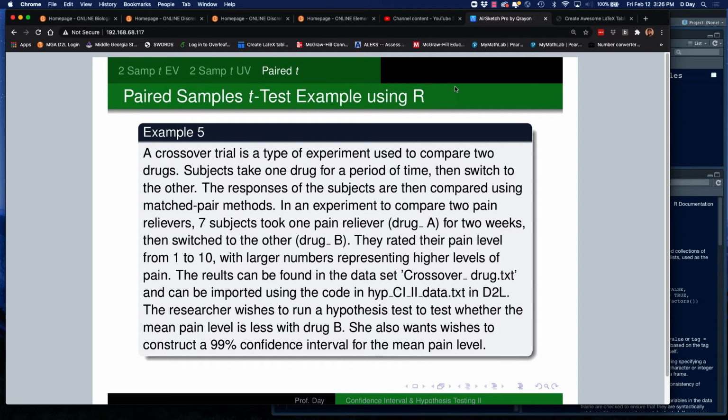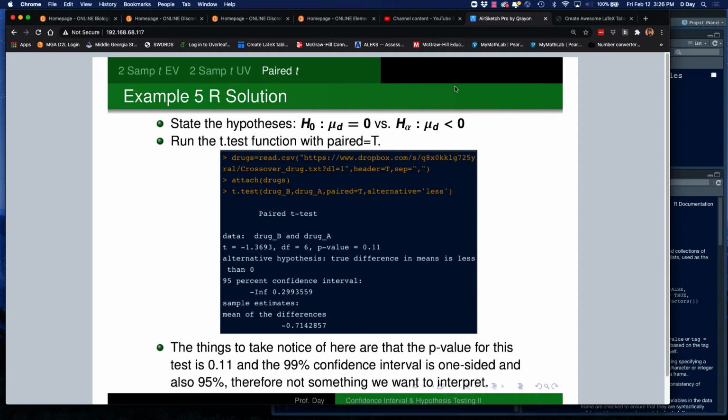The researcher wishes to run a hypothesis test to test whether the mean pain level, that's what we're interested in, is less with drug B. So we're curious if it's less with drug B. She also wishes to construct a 99% confidence interval for the mean pain level. So since we're doing a less than test, we're going to have to run the t-test twice here, because we're not going to run the 99% confidence interval on a less than or greater than test. So let's do the hypothesis test first.